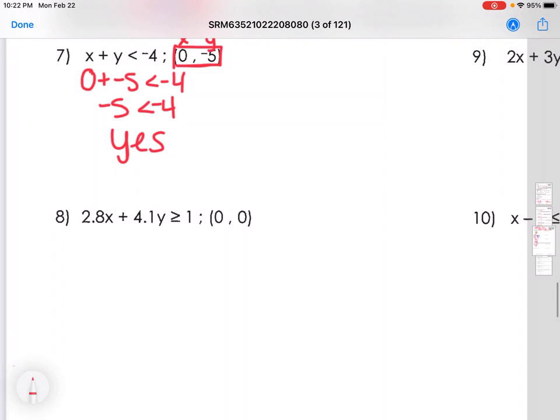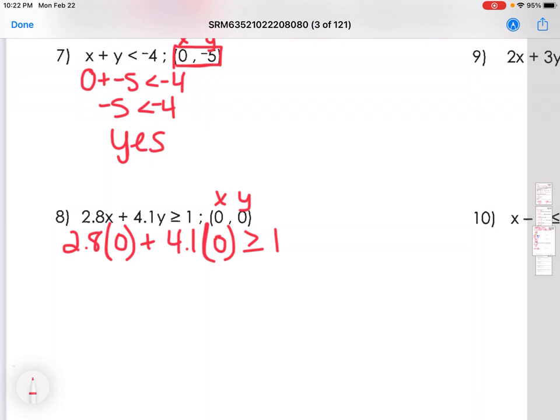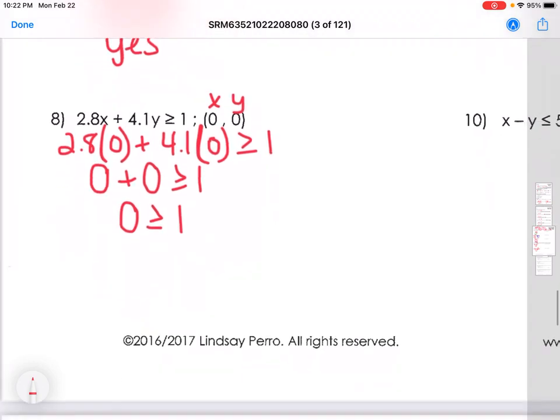Okay, number 8. I have 2.8 times x, which is 0, plus 4.1 times y, which is also 0, is greater than or equal to 1. So I have 2.8 times 0, which is 0, 4.1 times 0, which is also 0, and then 0 plus 0 is 0. And is 0 greater than or equal to 1? No. So this ordered pair is not a solution.